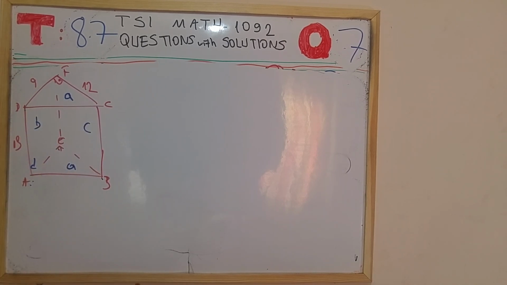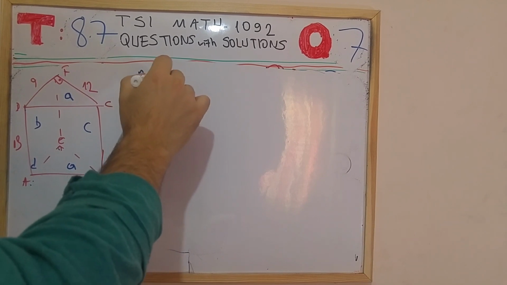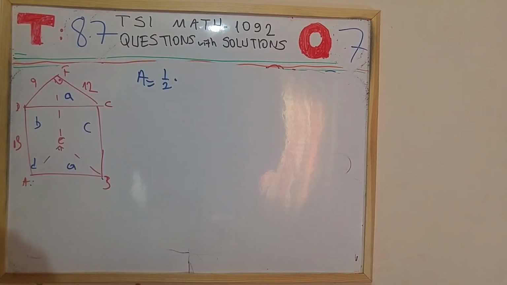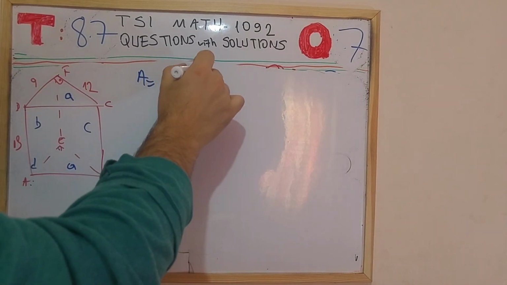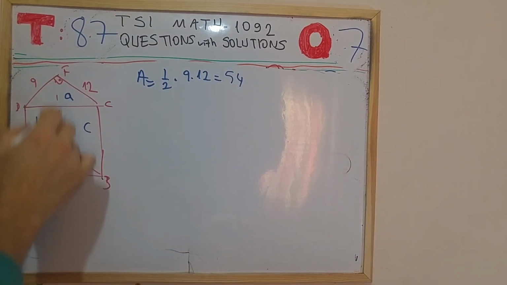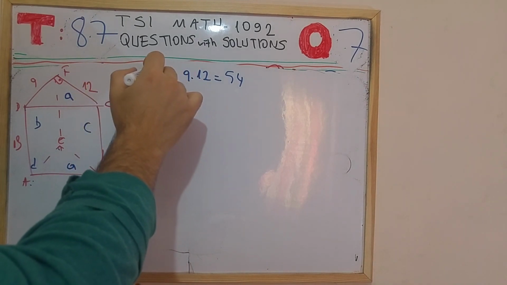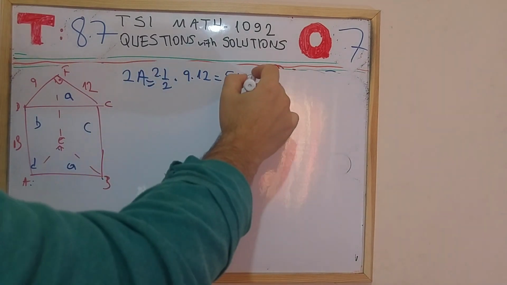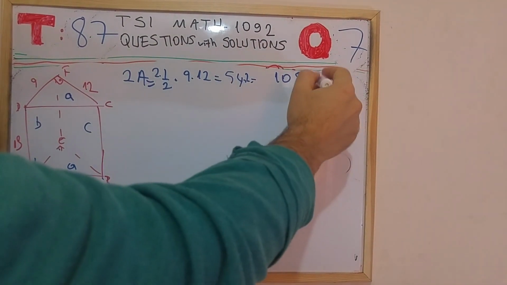Let's calculate them each. For the triangles, the area is equal to 1/2 times, since we have a right triangle here, 9 times 12. That is equal to 54. However, we have 2 of these triangles. That's why I need to calculate twice of this area, and this would be equal to 108. This is the area of the triangles.